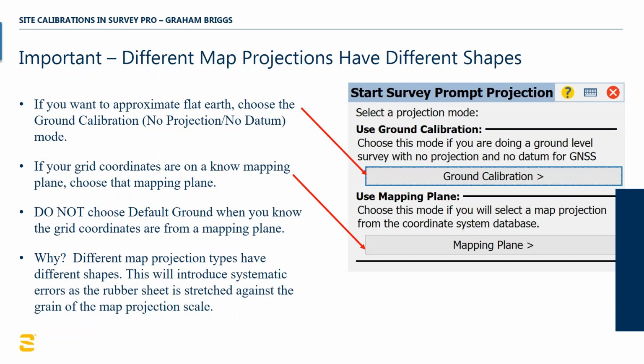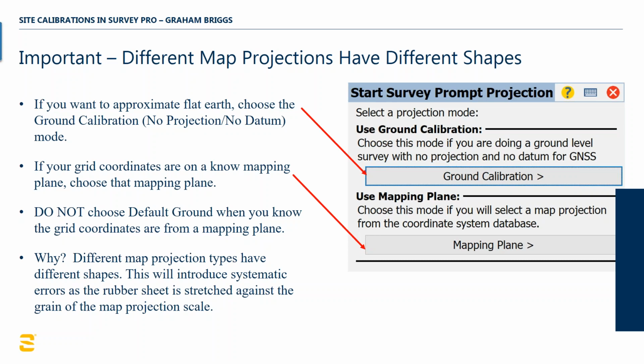And the reason is there's a mapping plane involved in these calibrations somewhere, and mapping planes have a particular shape. So if you don't have a projection or a datum, of course, you only have one choice, and that is to use the ground calibration mode to calibrate on some arbitrary coordinates. And that's typical in the example where you had a total station survey from years ago, or somebody did something not connected to a geodetic datum and they just have a bunch of coordinates. That's your only choice, and that's the appropriate choice there.